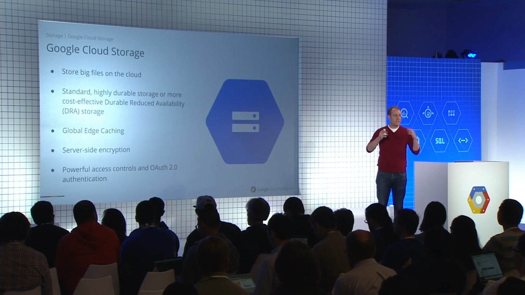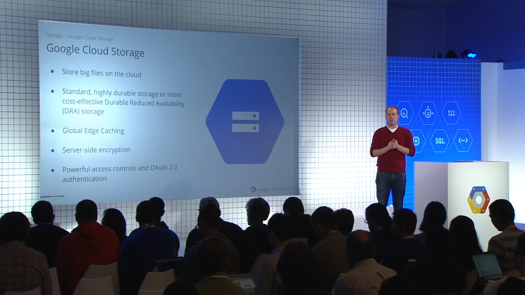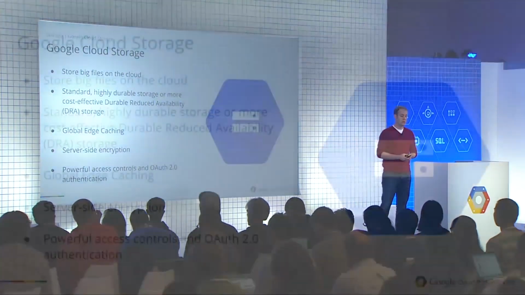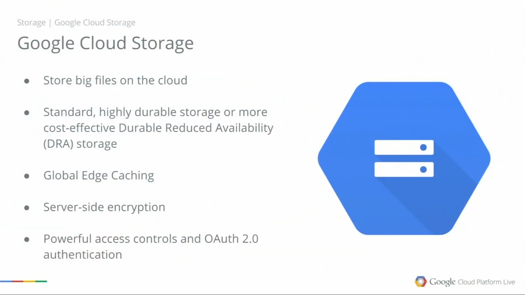But the other thing we need in our application is a place to store our photos. And this is where Google Cloud Storage comes into play. So Cloud Storage is our blob service offering. Its primary goal is to store large files on the cloud.